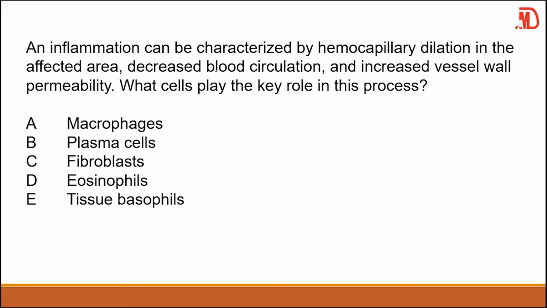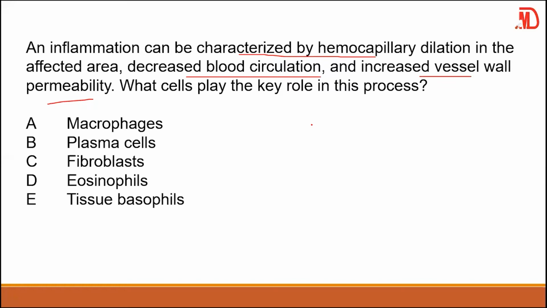An inflammation can be characterized by hemocapillary dilation in the affected area, decreased blood circulation, and increased vessel wall permeability. What cells play a role in this process? So what they are talking about is what cells are simply responsible for dilatation of the vessels, decreased blood circulation, and increased vessel permeability. That is all. They want to know what cells are responsible for these things.